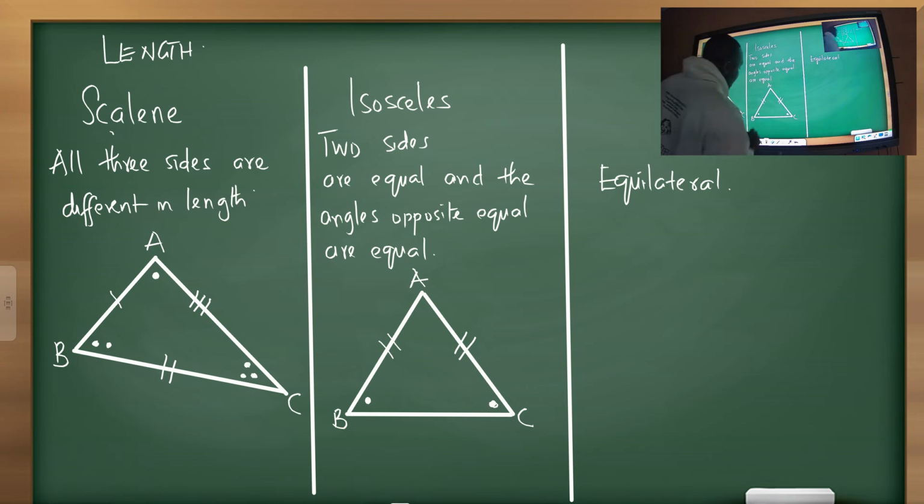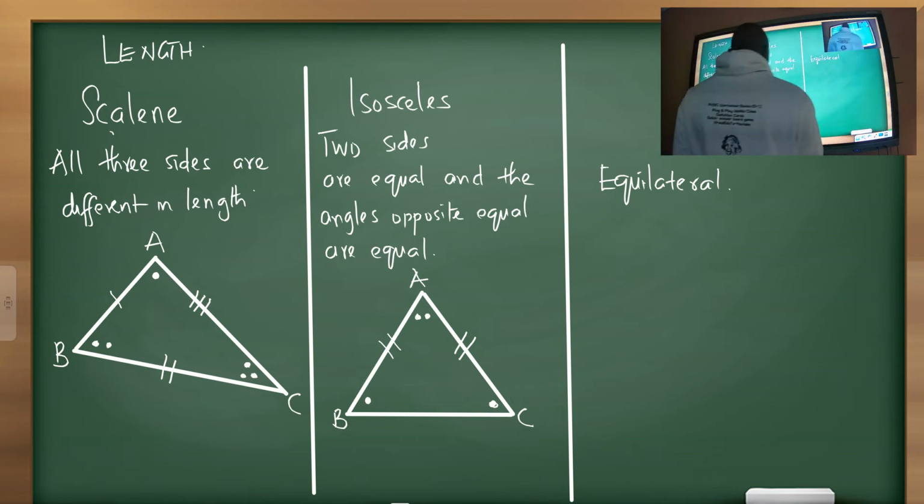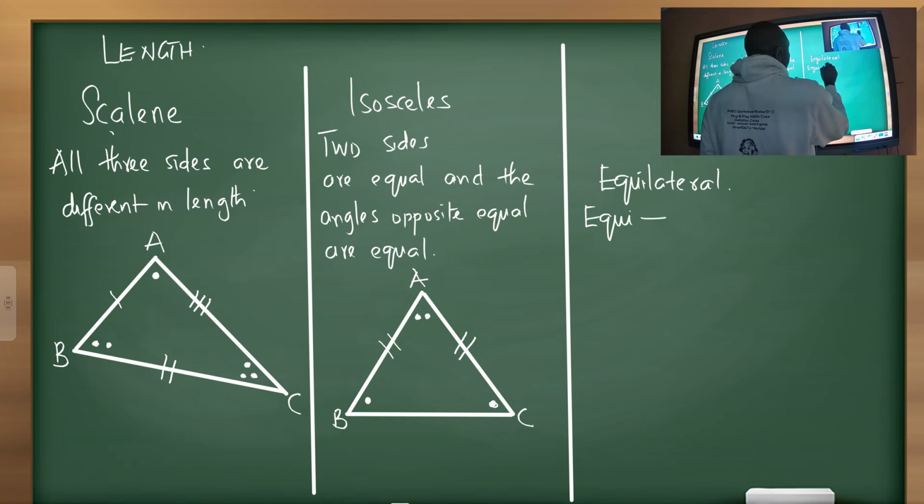But in this case, 2 angles are equal. This is the different one. But they must all sum up to 180 degrees. And the third one, equilateral. The word equi simply means equal. All right, equal means equal.